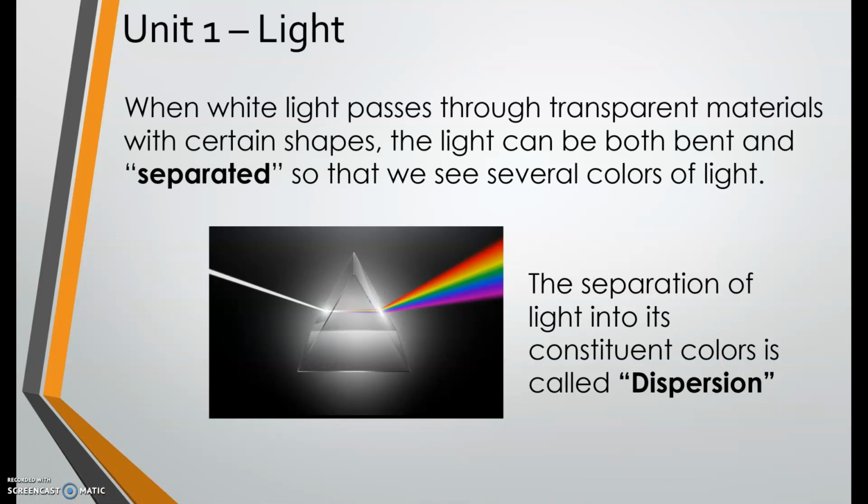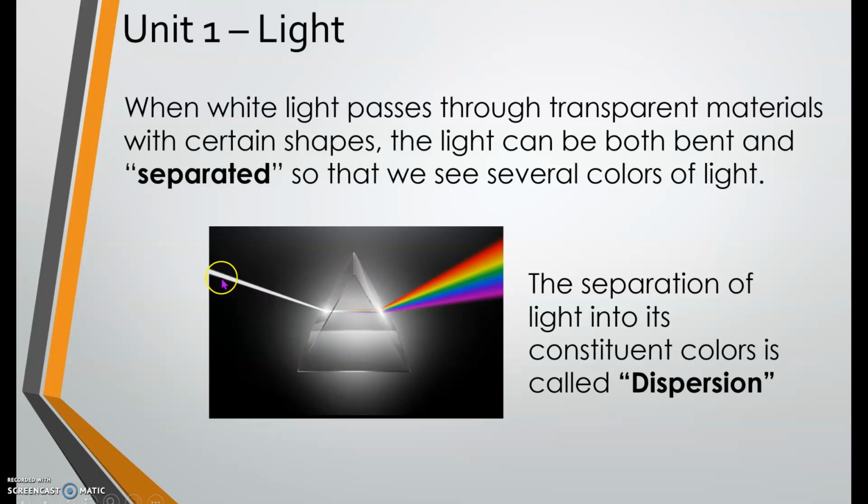Okay, when white light passes through transparent materials with certain shape, the light can be both bent and separated so that we see several colors of light. Okay, so let's explain. When white light, this is the white light, passes through a transparent object or material, meaning we can see through, we can see inside, okay? And certain shape, this is a triangle shape.